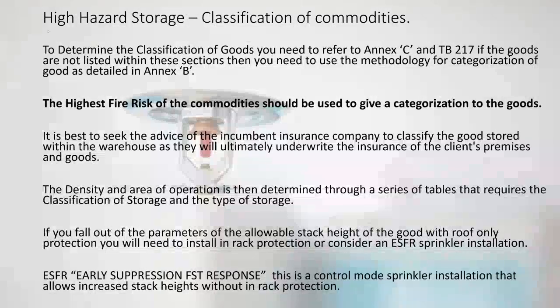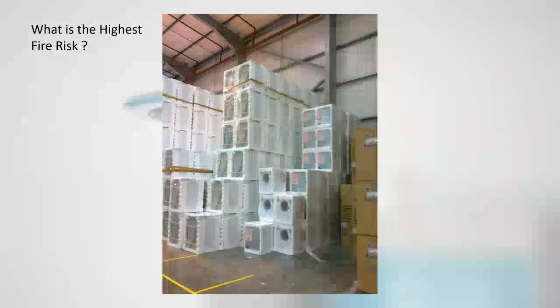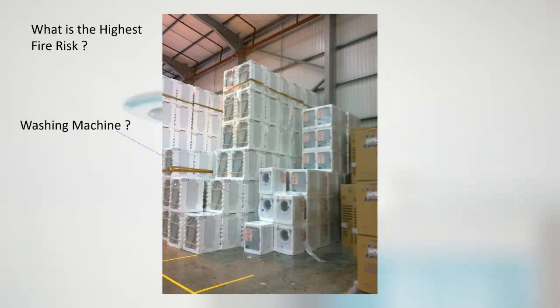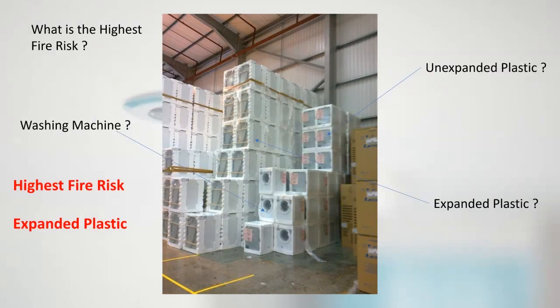And you're not talking about 5 or 10 millimetres a minute, you're talking about 30, 40 millimetres a minute density on that. So for instance, if you look at this, and we consider what the highest fire risk here is, that's a washing machine, that's predominantly metal. However, you've got expanded plastic in there, and unexpanded plastic in there. Expanded plastic is packaging, unexpanded plastic is like plastic sheeting, plastic cups, plastic toys, that kind of thing. The higher fire risk here would be the expanded plastic.